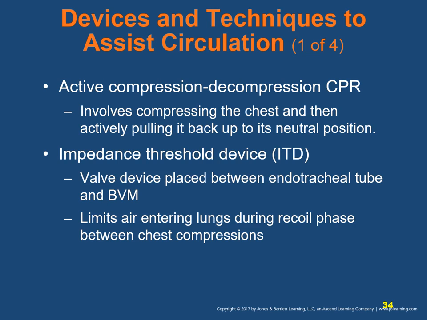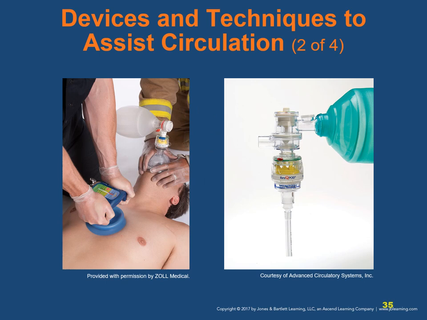Impedance threshold device, ITD, is a valve device placed between the ET tube and the bag valve mask. It may also be placed between the bag and mask if an ET tube is not in place. This limits the air entering the lungs during the recoil phase between chest compressions. The first figure on this slide is an active compression-decompression CPR device. The second figure on this slide is an impedance threshold device.